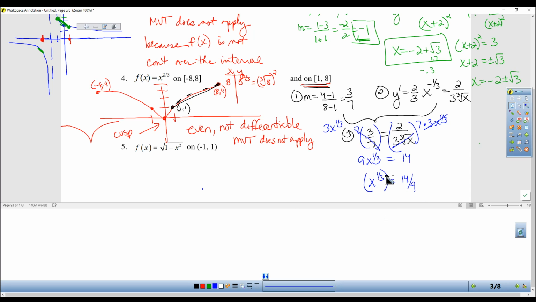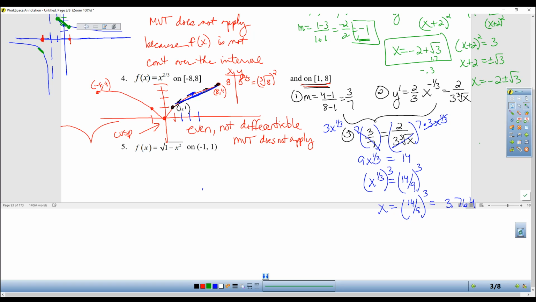And I can finish that off by cubing it. So x is equal to 14 divided by 9 to the third, which is 3.764. So let's think about that. 1, 2, 3, 4. So somewhere right there, that slope is the same as the average slope. And it should look right. You should feel good about it being in the interval.